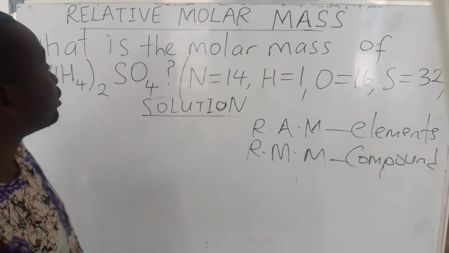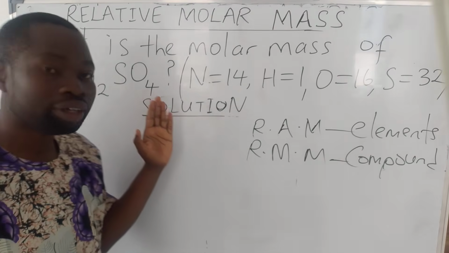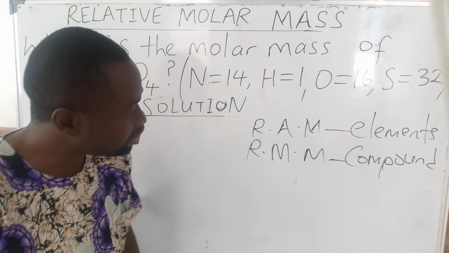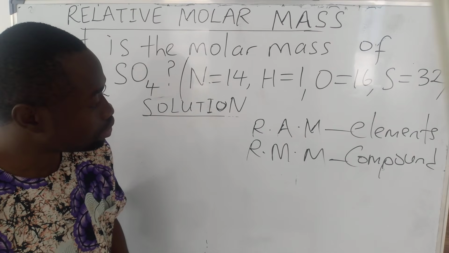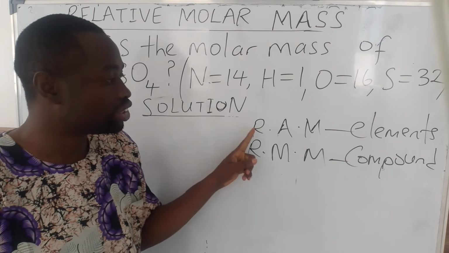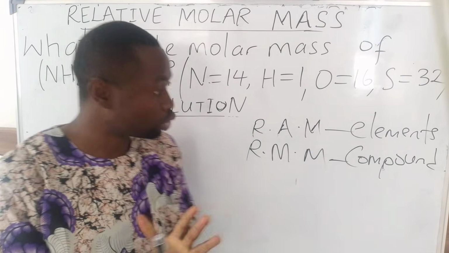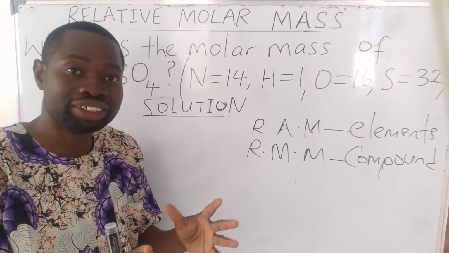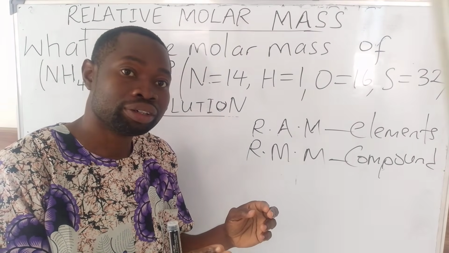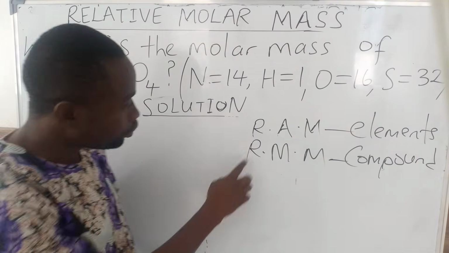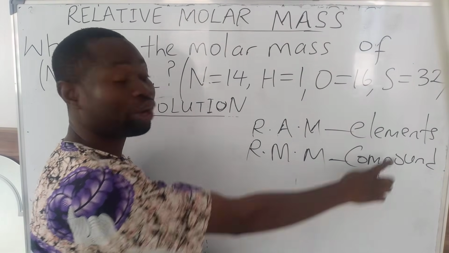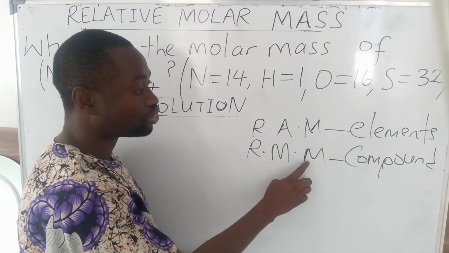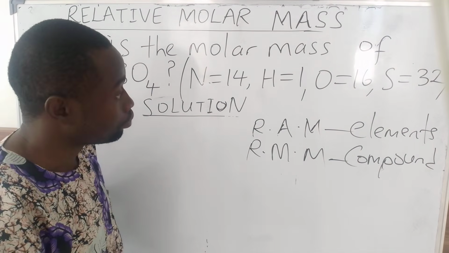So today we are looking at calculation of relative molecular mass. In the last series, I did a calculation on relative atomic masses. Now, you have to know the difference and the relationship between the two. Relative atomic mass is for elements, while relative molecular mass is for compounds.